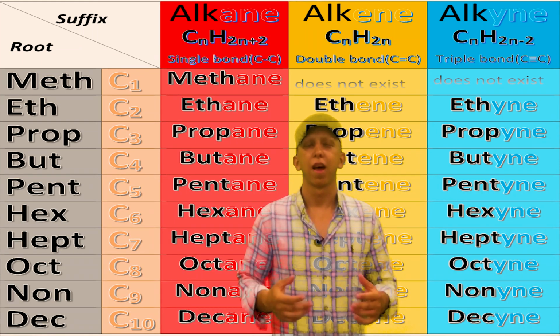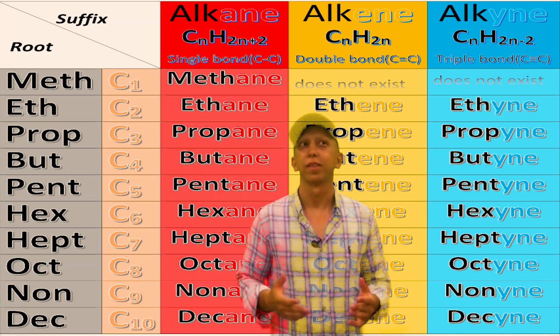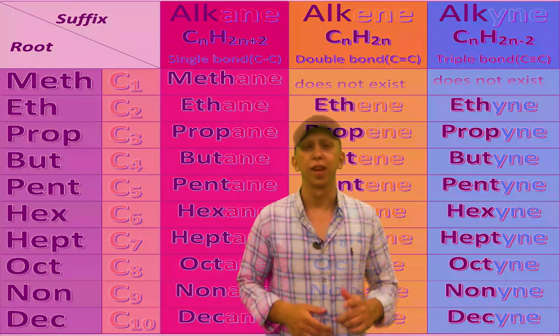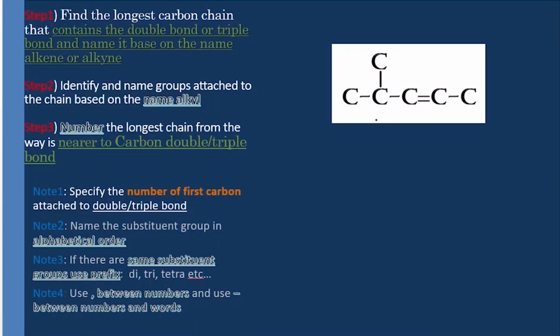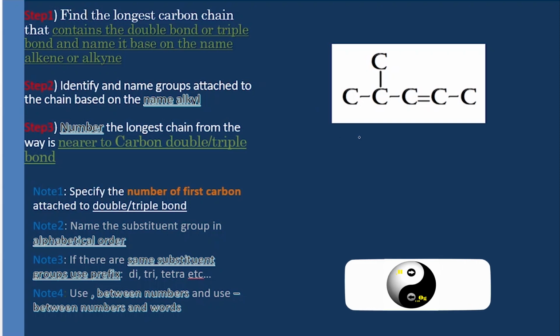That's it. Now we are ready to name some structures. Let's do that. Let us start with a simple structure. If you remember, we used this structure when we were talking about the difference between alkane and alkene in step 3: we have to start numbering from the way that is nearer to the double bond, not the substituent group. Okay, let's name it step by step.